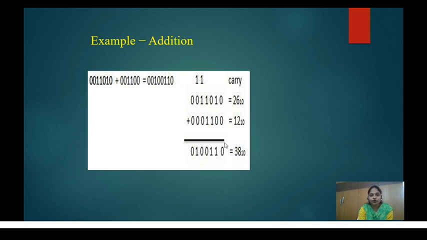Right? So 0 plus 0 is 0. 1 plus 0 is 1. 0 plus 1 is 1. When you add 1 plus 1, what is the result? Sum is 0 and carry is 1.